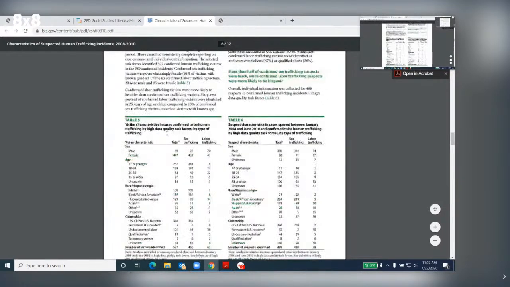Here are basically the ages, the demographics. You see the male or female, age, race, citizenship. And the same thing over here. This is broken down by male, female, age. So those give you the demographics of who is being trafficked.